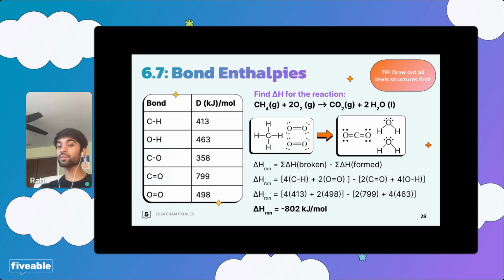Same thing with water, right? Why did we do 4 OH bonds? Because each water is 2 OH bonds, and we needed 2 of them. That's where the coefficients are.